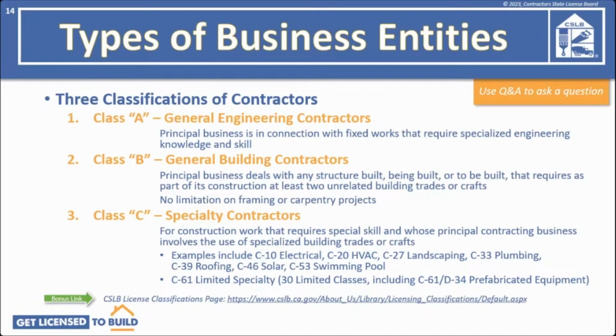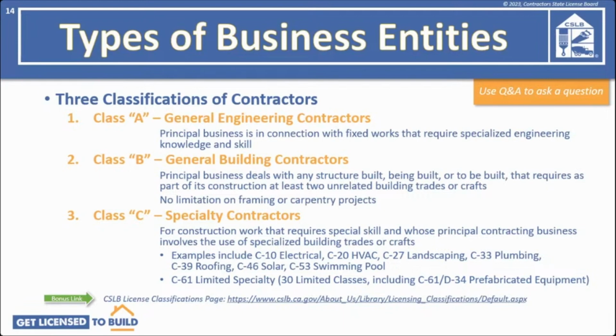First is Class A, or general engineering contractors. These are contractors who deal with fixed works that require specialized engineering knowledge and skill. A contractors are the ones who build projects such as freeways, skyscrapers, and dams. Today, there are over 19,000 A contractors in the state.